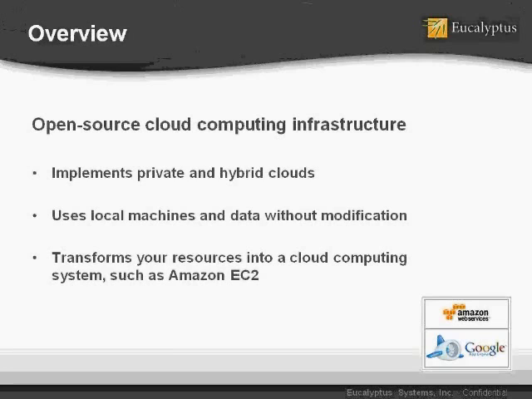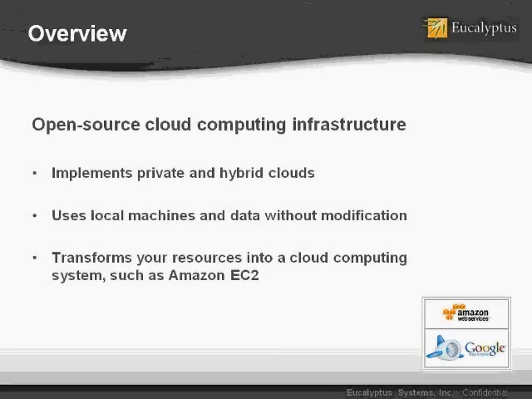What our technology does is it uses local machines that exist currently within the data center, and our technology resides on top of those machines and turns those machines and data into a private cloud without modification. So many of our customers think of us as having Amazon in a box. That is because we transform your existing resources that you've currently invested in today into a cloud computing system that emulates Amazon EC2. So it very much looks like you have an Amazon look and feel cloud inside of your firewall. And I'll get to the advantages and benefits of that here in a couple of slides.